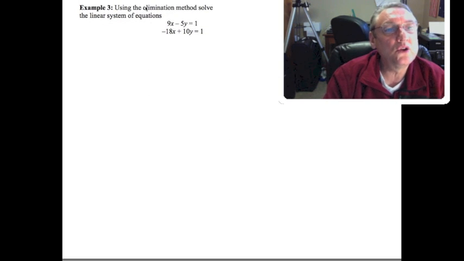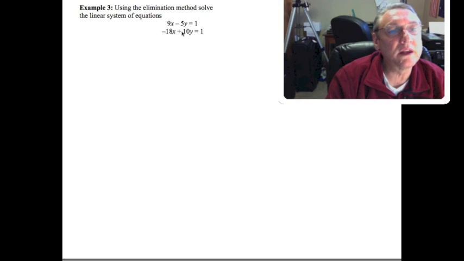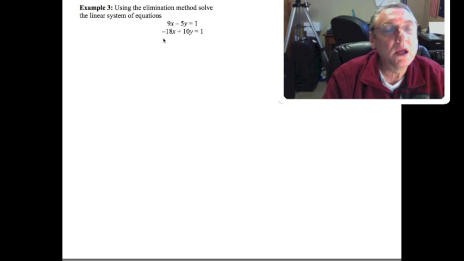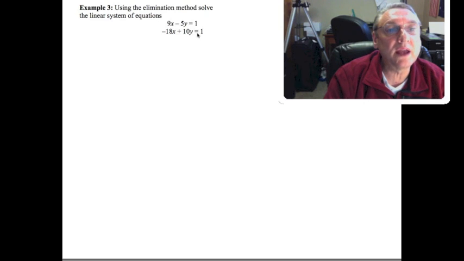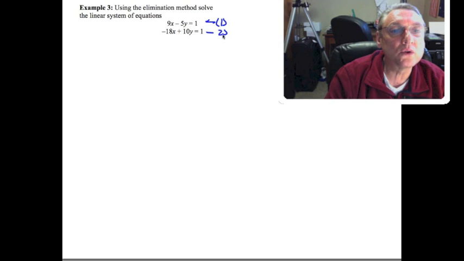Alright, so again, using the elimination method, let's solve the linear system of equations: 9x minus 5y equals 1, and -18x plus 10y is equal to 1. So we look through this and say, which ones are easy to change? Well, notice that we have a multiple of 2 here and a change in sign. So when I label this, this is number 1 and this is number 2.